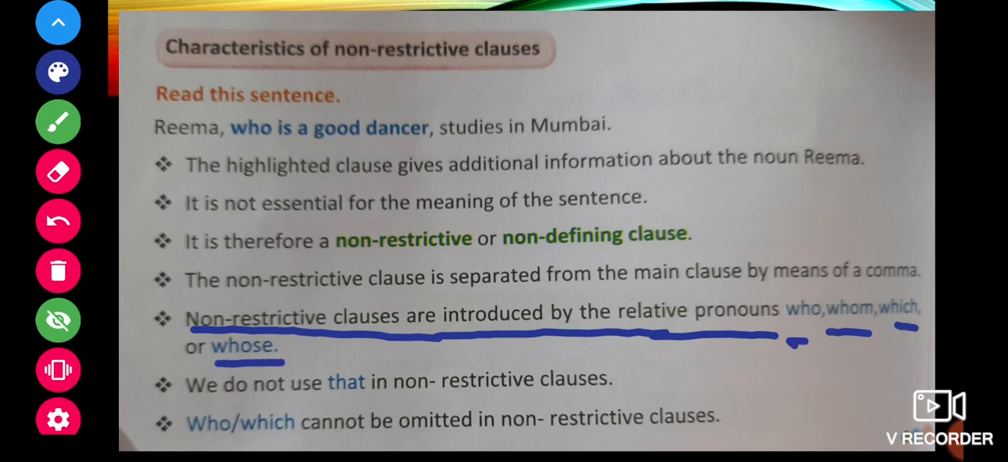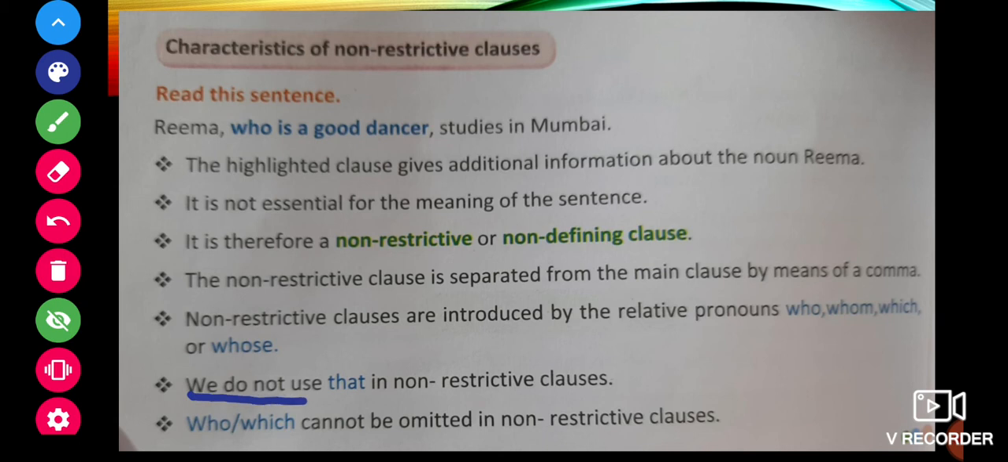Now, these pronouns were also used to introduce restrictive clauses, and they are also used to introduce non-restrictive clauses. Then how do we know the difference? We will come to know the difference because of this comma and by looking at whether the information is extra information or important information. We do not use that in non-restrictive clauses. So in non-restrictive clauses that is not used, but that is used in restrictive clauses.